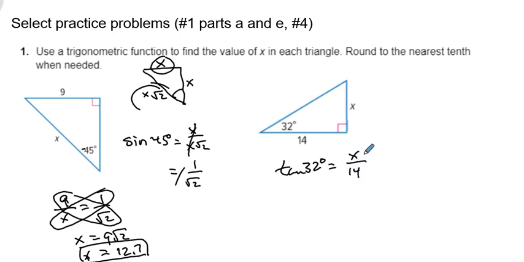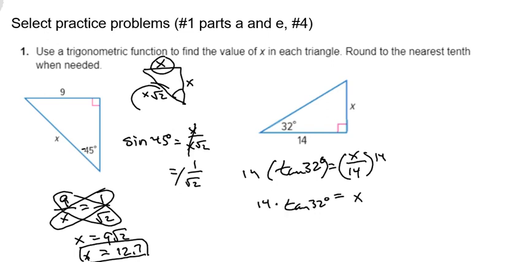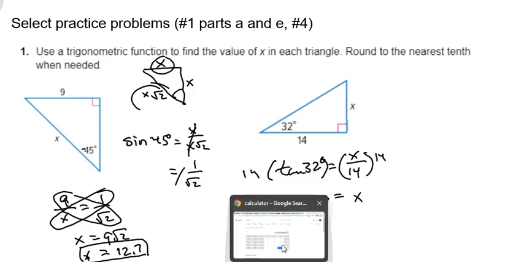This one is one of the easier ones to solve. We don't need to do cross products on this one. We just multiply both sides by 14. So you're going to get x is equal to 14 times the tangent of 32 degrees. Let's figure out what 14 times the tangent of 32 degrees is and see what we get.